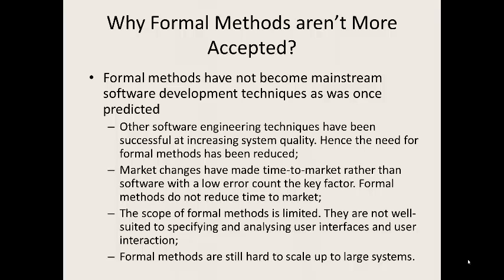So why aren't these things more accepted? Formal methods have not become mainstream, and it was once predicted that they would, and there are about 4 different reasons for this. One, other software engineering techniques have been successful in increasing system quality. So the need for formal methods has been reduced. Two, market changes: in particular, time to market, concept to customer, with a low error count is the key factor. Formal methods generally have not been successful in reducing the time to market.